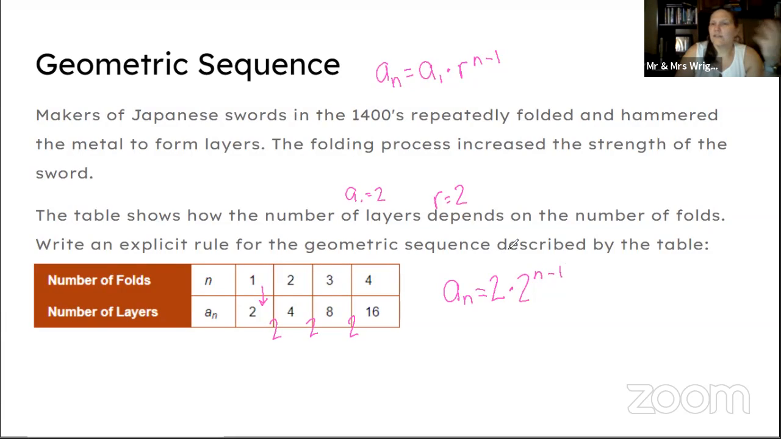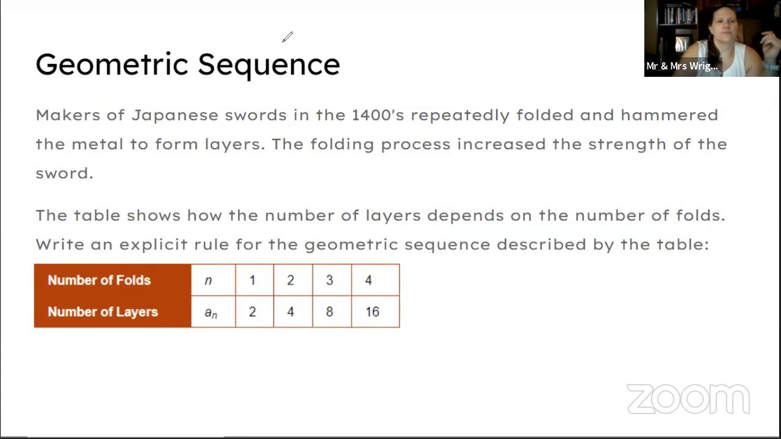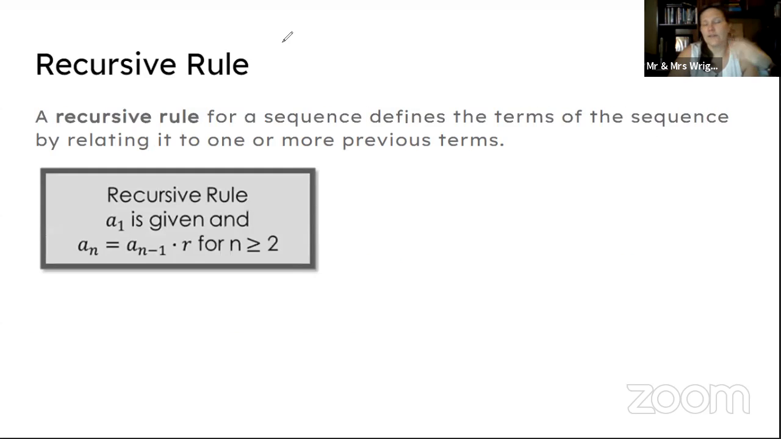That way, if I'm asked, well, if I fold it 110 times, how many layers will there be? Well, then you plug in 110 where this n is. I don't think that's possible. I mean, we can't even fold a piece of paper 110 times. Why would we be able to fold a piece of metal that many? But you just plug in whatever number of folds here where the n is to find the answer. So that is an explicit formula now, or explicit rule.